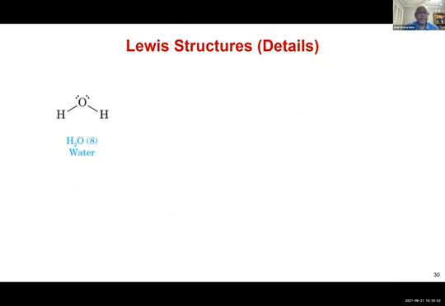Water. This is the Lewis structure. How do you get the Lewis structure? First, we get the number of valence electrons. It's calculated to be 8. How do you get the 8? Hydrogen has 1 valence electron, so 2 hydrogens give 2 electrons. Oxygen has 6. 2 plus 6 is 8 valence electrons.